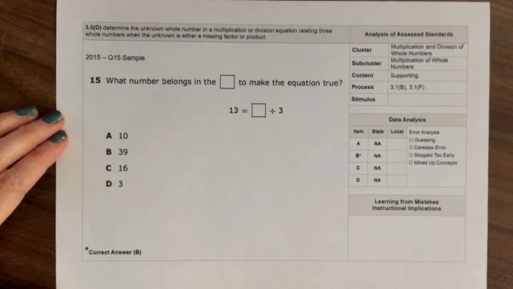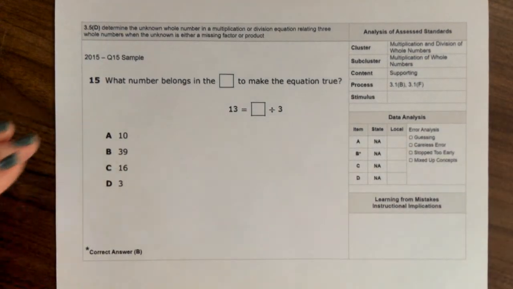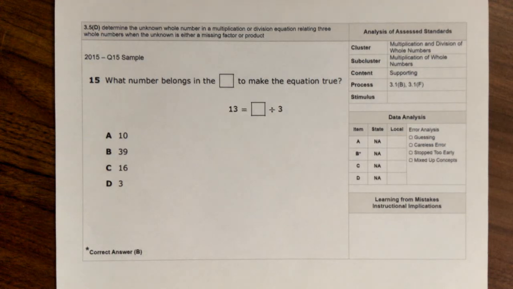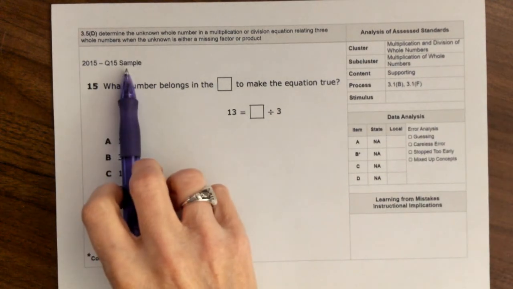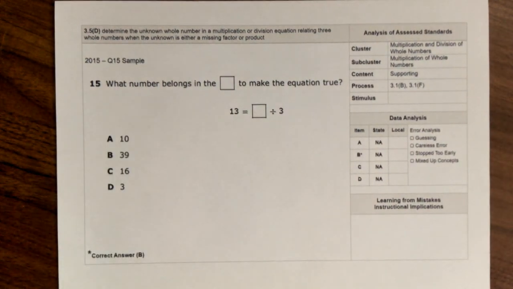Okay, one more to look at on this video, and that's 3-5D. That's where we're using what we know about multiplication and division facts to find a missing piece. And I chose an old question. This is a 2015 question. You can see over here that we don't have any data on it. That's because it was a sample question. So I wanted us to look at this because it's not necessarily a fact that they would just know.